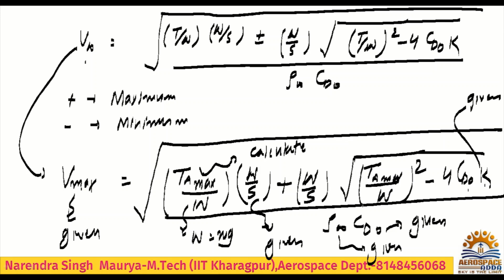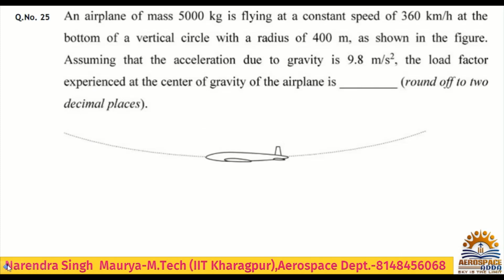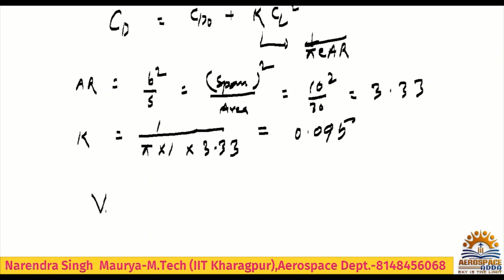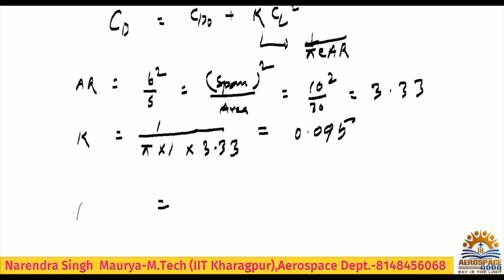CD naught is given. W, obviously, you can calculate mg. G is given, mass is given. Everything is given. V max is given. Now you solve this. Once you solve, you may get that value. You keep all the values. Not V max, V max is given to you, so we need to write Tmax.